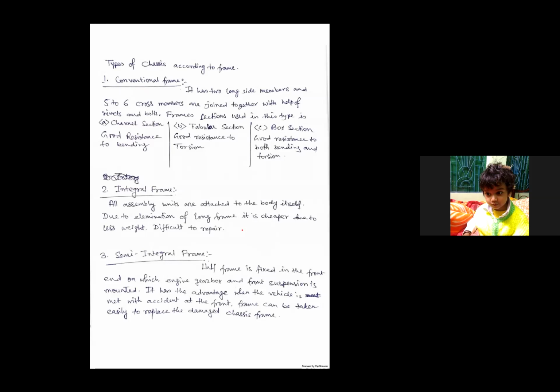In this conventional type of chassis frame, we can see that there are two longitudinal members. Longitudinal members are always two in number. We cannot use three or four longitudinal members or side members. We can use only two longitudinal members and 5 to 6 cross members or horizontal members for a truck in a conventional type of chassis frame.